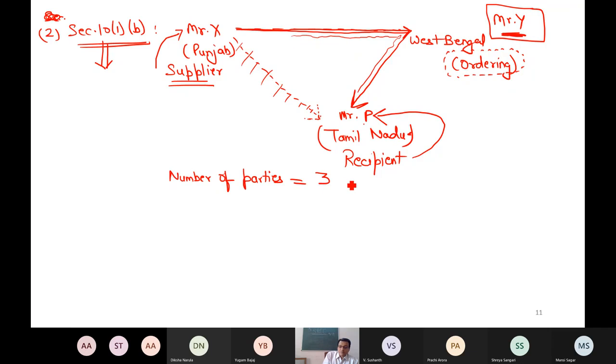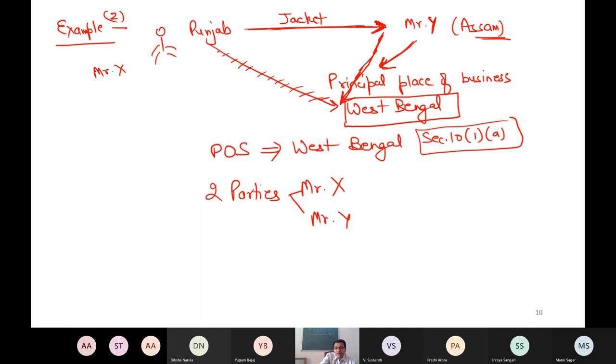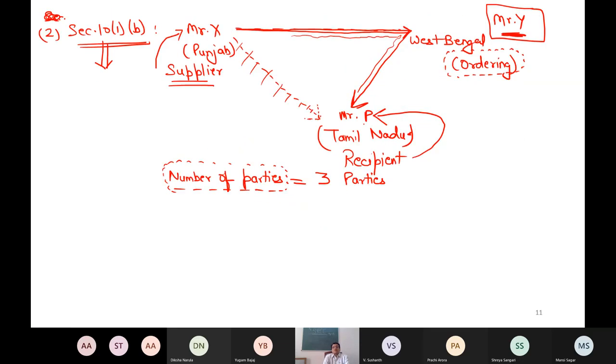Now we have three parties. But in the last example, places may be different, but parties are still two. This is one difference. So one difference is clear: you cannot compare these two examples. This example is different and that example is different. In that case, the supplier from Punjab is supplying to Mr. Y directly, not in Assam but in West Bengal, but the person is still Mr. Y. Here, the Punjab supplier is supplying not to Mr. Y in West Bengal but to Mr. P in Tamil Nadu. So the persons are also different.